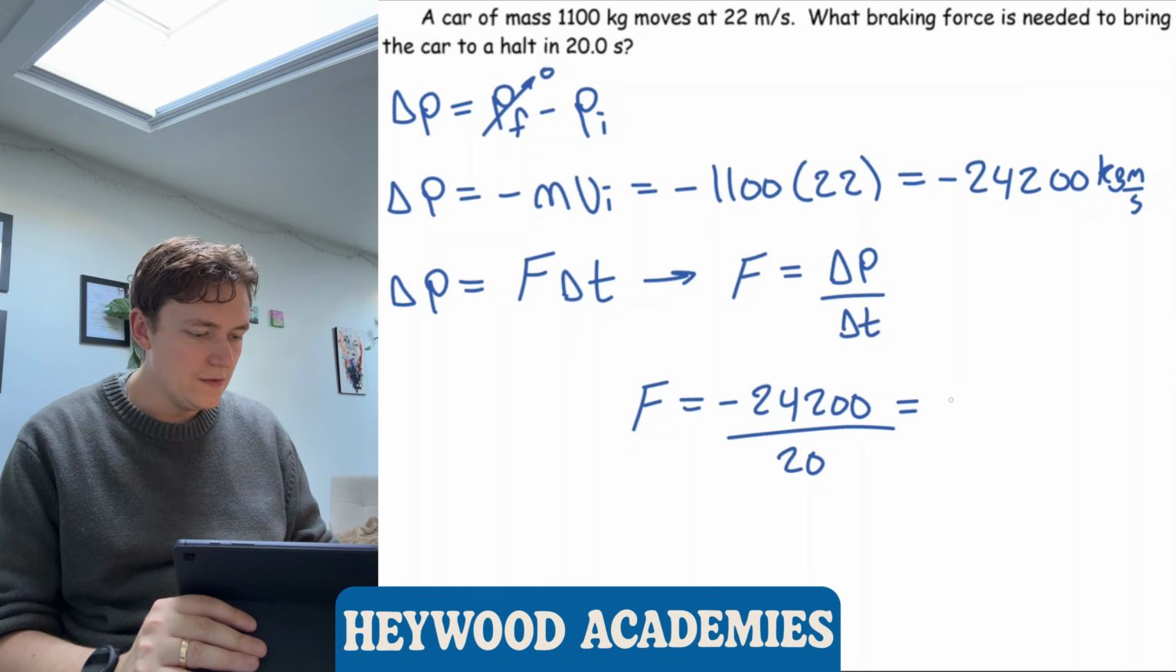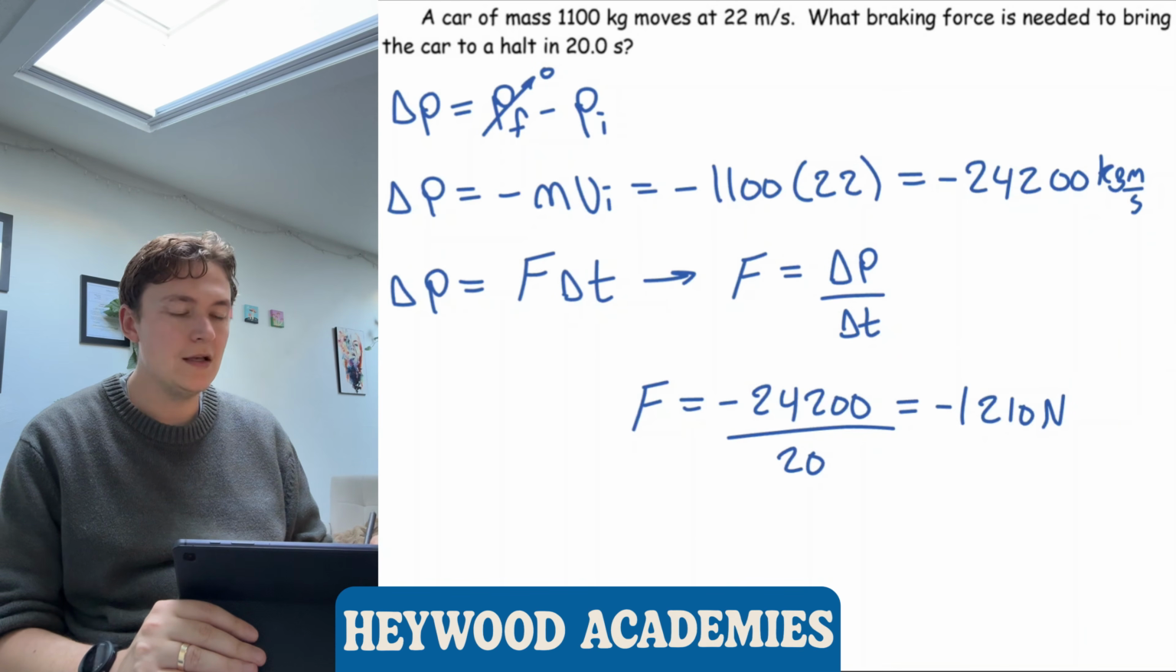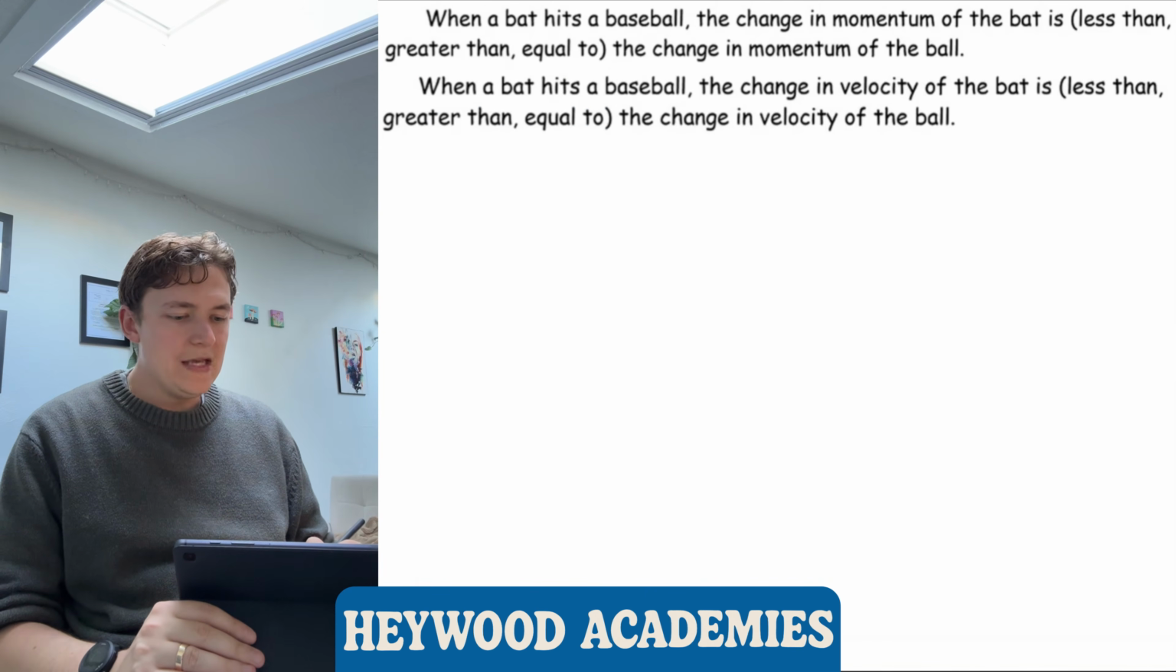Now if we divide those two, we'll get negative 1210 newtons, and that's our answer. So that force is negative because it's pointing in the opposite direction that our velocity is, which should make sense if we're slowing down.